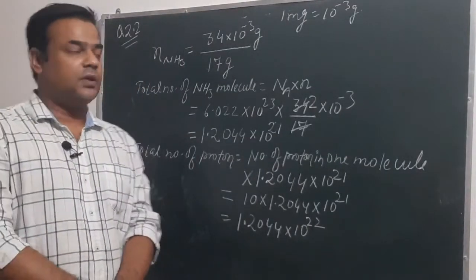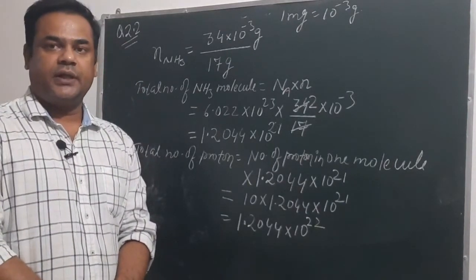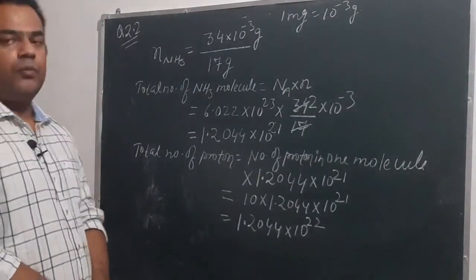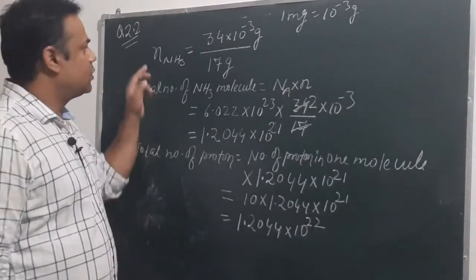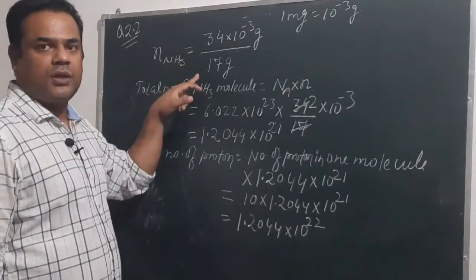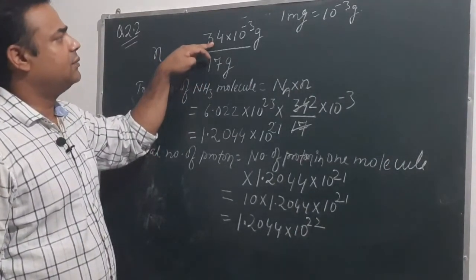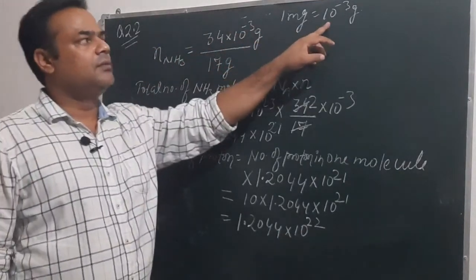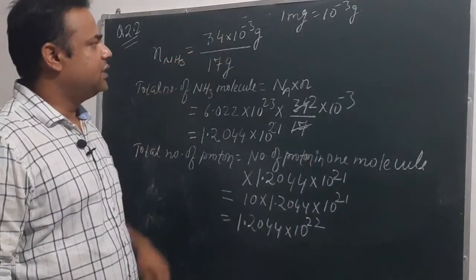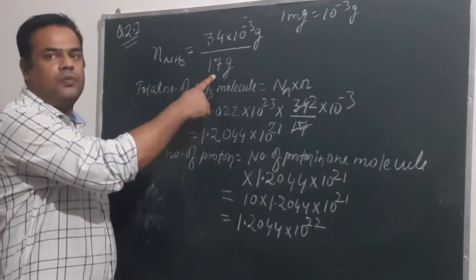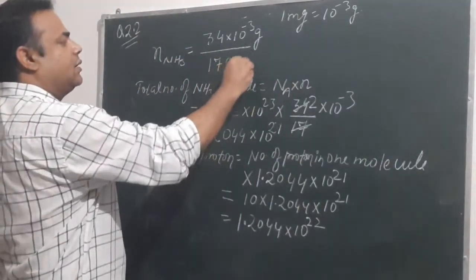In the next part of question 2.2, we have to calculate the total number of protons present in 34 milligram ammonia. So first we have to calculate the number of moles of ammonia. The number of moles of ammonia will be given by mass upon molar mass. We have the mass in milligram, so first we will convert this milligram into gram. To convert milligram into gram, the multiplication factor is 10^-3. So 34 × 10^-3 gram divided by the molar mass of ammonia, 17 gram per mole.